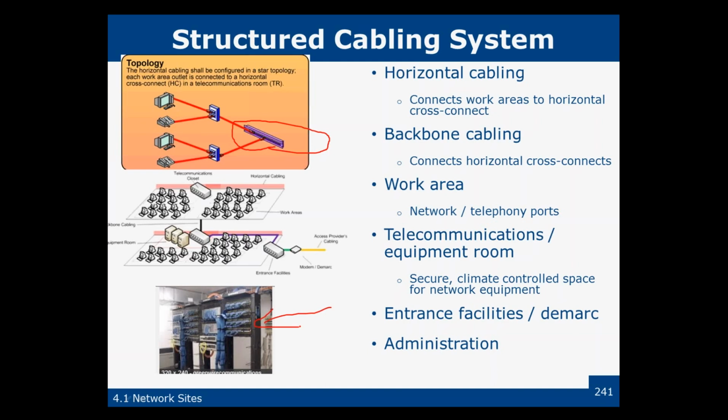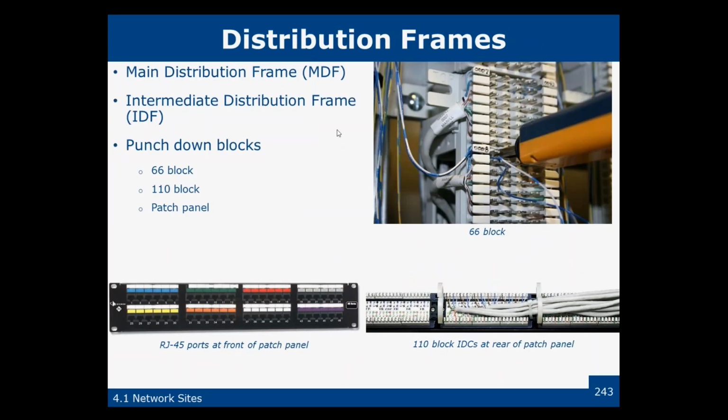The entrance facility is called the demarc, and the demarc is the area that marks the change of ownership from the provider to us, so that anything inside the demarc, if it goes wrong, we fix, and things outside the demarc, the ISP fixes. And administration of the cabling system has its own standards that we need to comply with when we do these things.